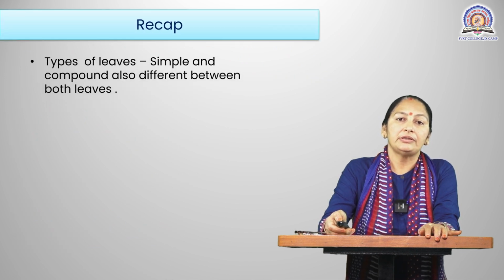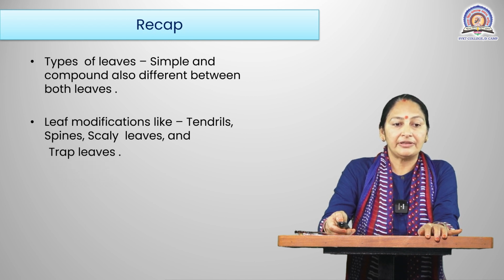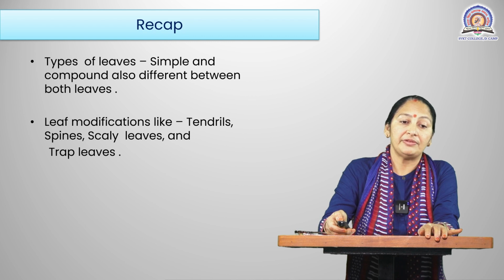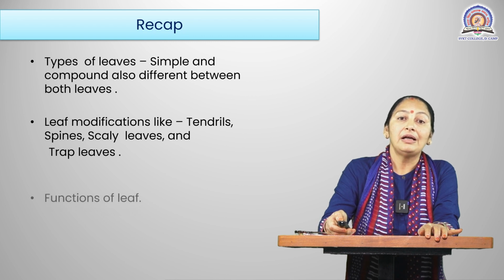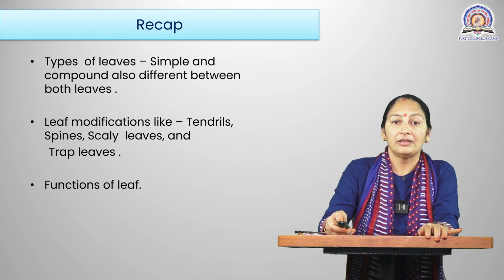See students, in the last lecture you saw all the parts of the leaf, then the types of leaves. These are the simple leaf, the compound leaf, and the difference between both. Next you saw the special types of leaves: leaf tendrils, spine leaves, scaly leaves and trap leaves. These have special characteristics, and that is why they are known as modified leaves or special types of leaves.